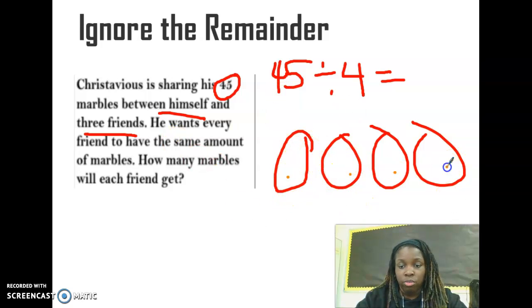So I can do 1, 2, 3, 4, 5, 6, and so on, all the way up to 44, right? Eventually, all of them will have 11 in them. When you count them up, there's 11 in each one, and then there's 1 left over, right?